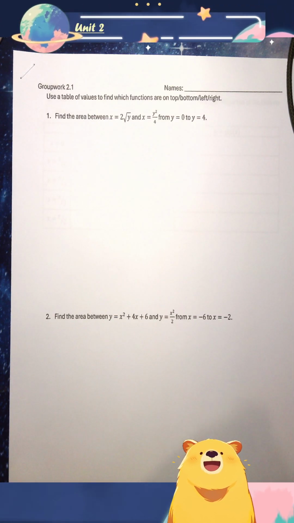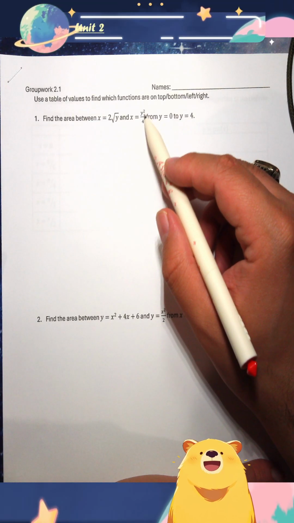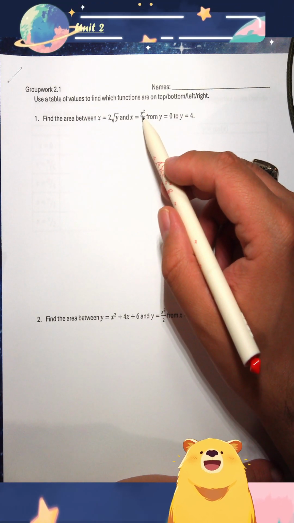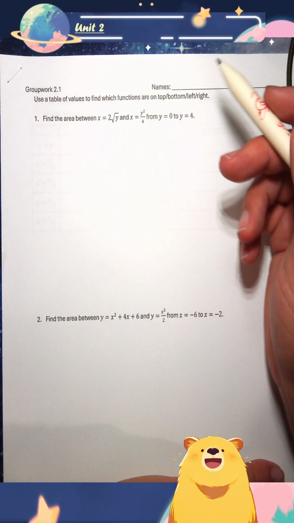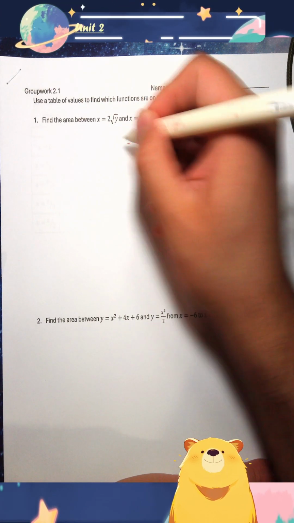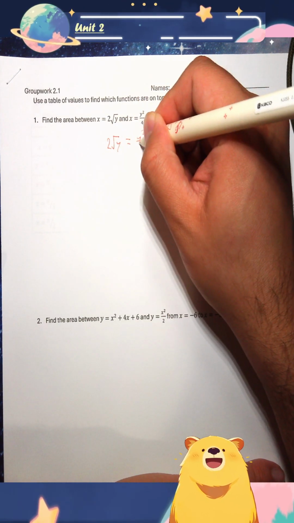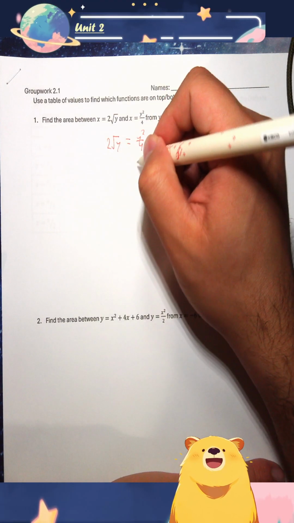Okay, so let's read the first one. It says find the area between x equals 2 square root of y and x equals y squared over 4. It gives us the interval, but we want to double check this interval. So let's go ahead and write it out, and then we're going to subtract.